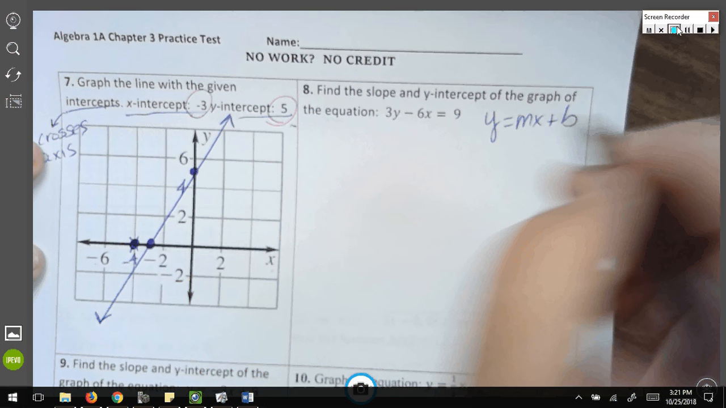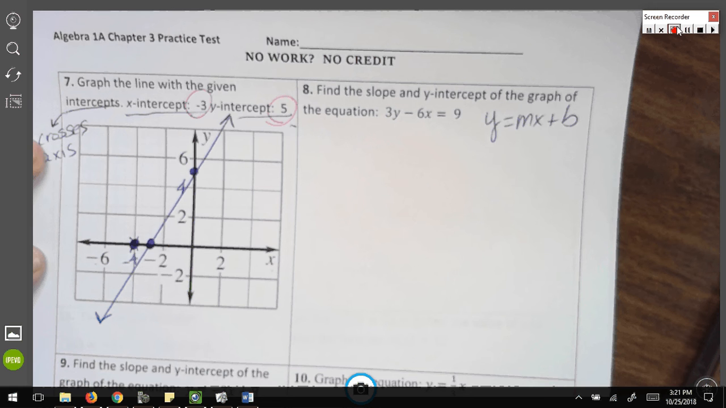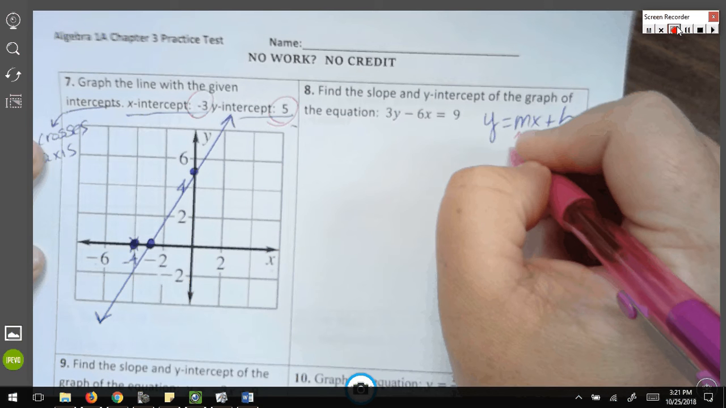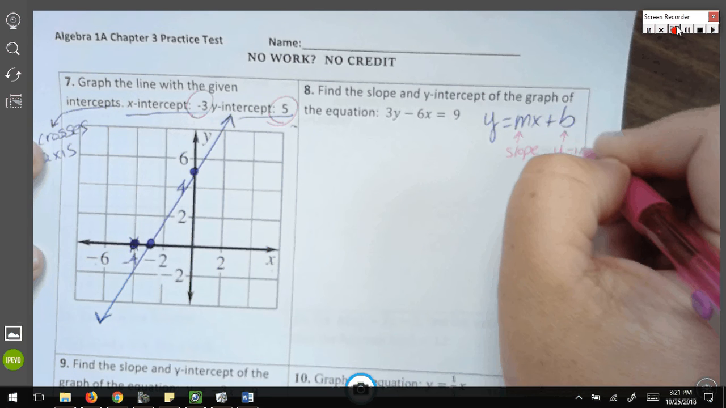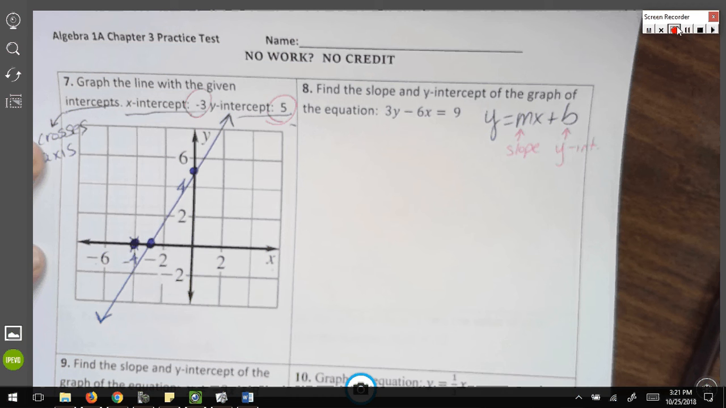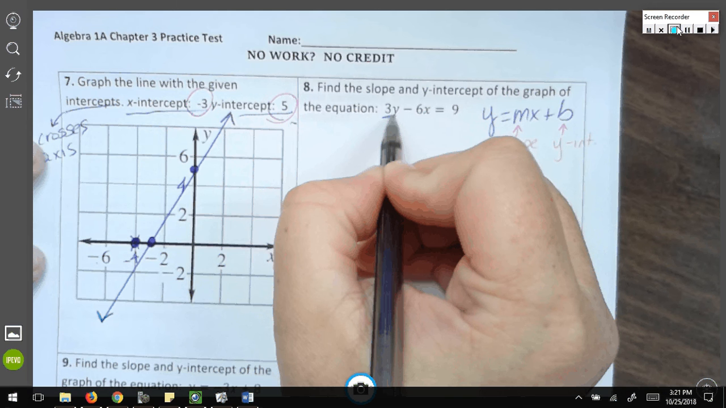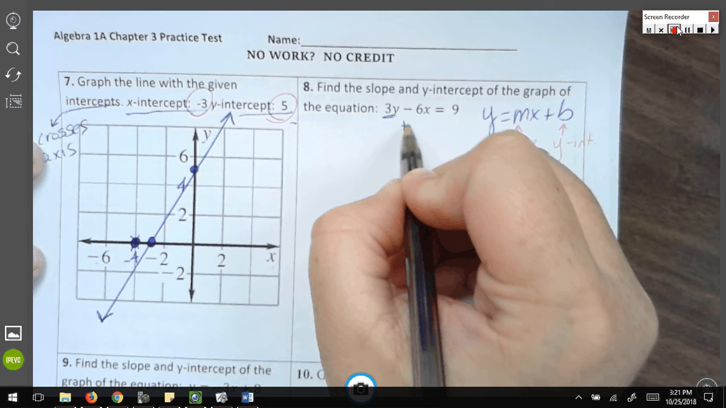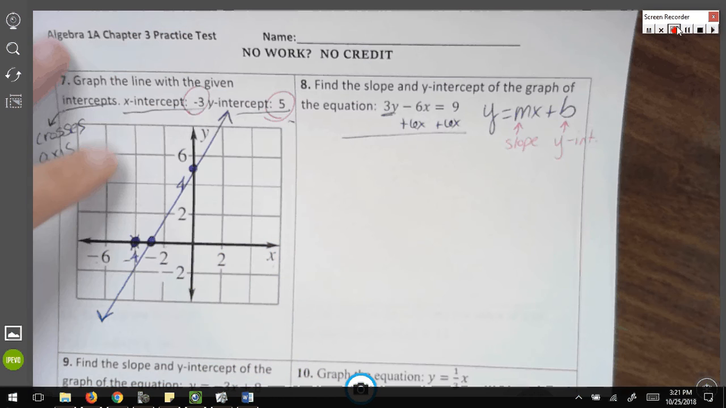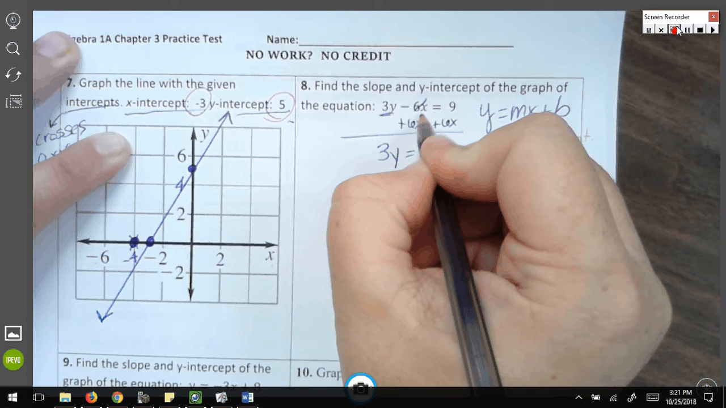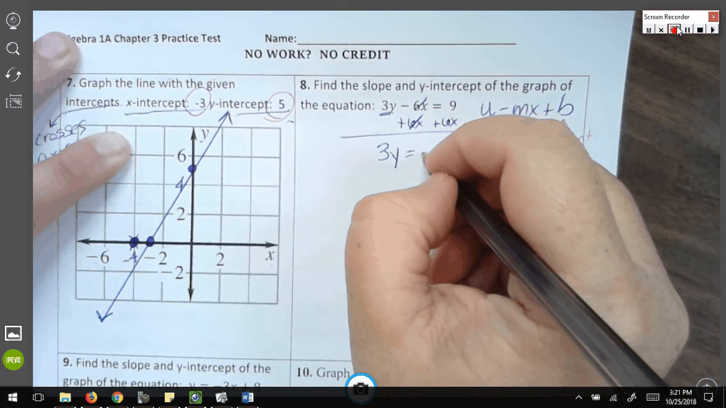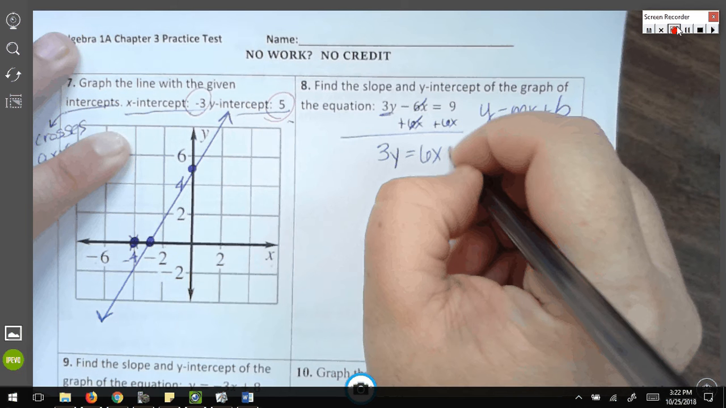Okay, so I want to solve it for y, because in slope-intercept form, m is my slope and b is my y-intercept. So when I solve this, I want to SAD map my way to getting y by itself. The first thing I want to do is add 6x to both sides. When you do that, you have 3y equals, these are gone. So I have 6x plus 9.